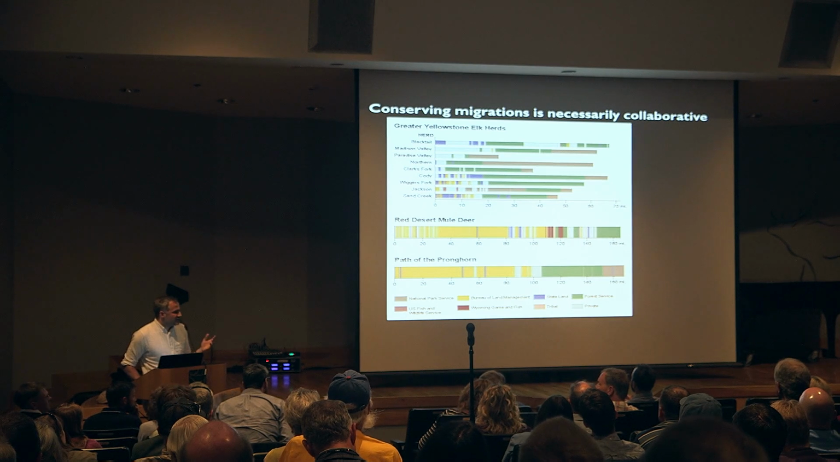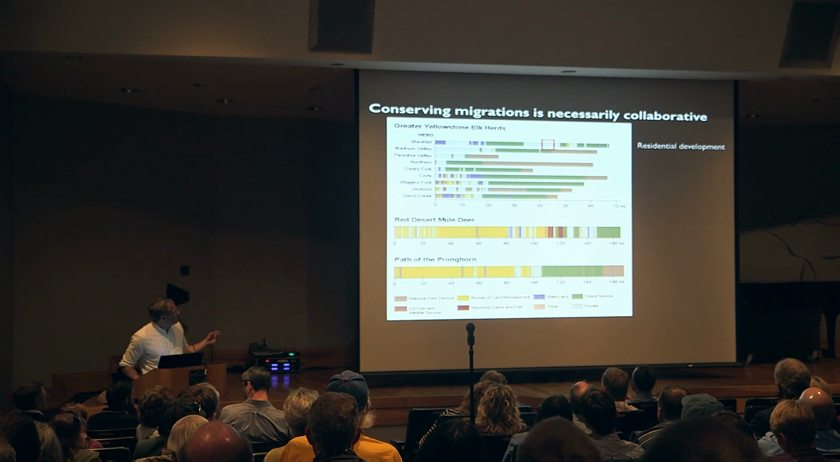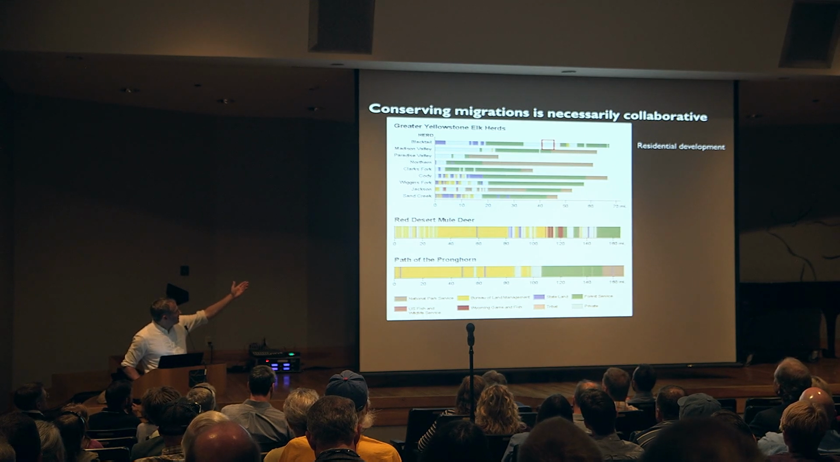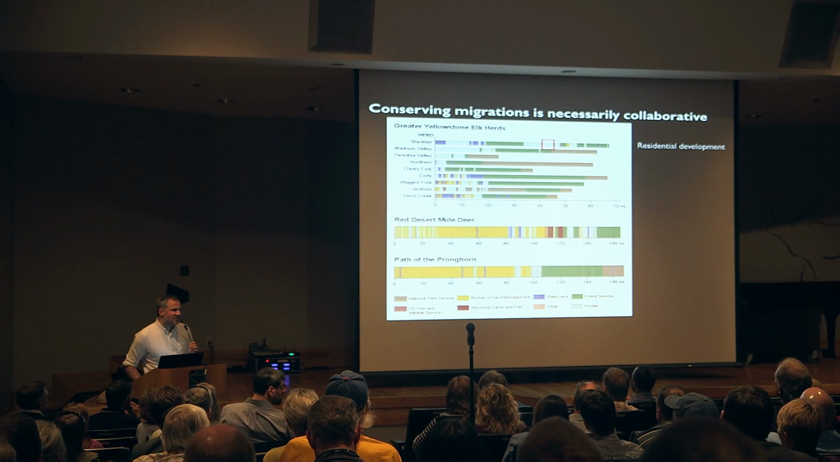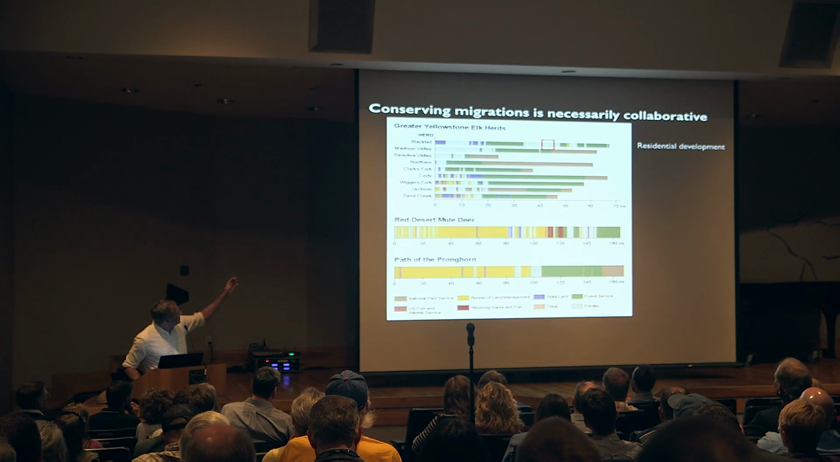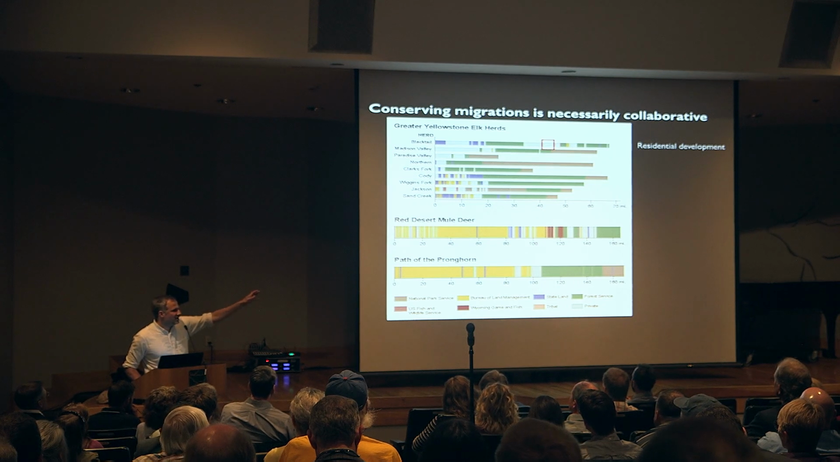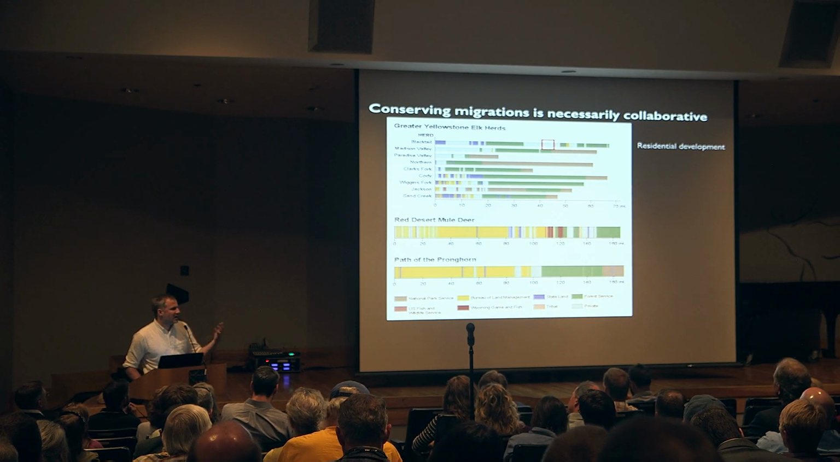Conserving these migrations is obviously necessarily collaborative. I guess the question I would pose is, when there's a development or a subdivision on this piece of private land on an elk migration, is it only the immediate local groups that should be trying to address that problem, or is there an interest of everybody who lives and works and manages land and wildlife along that migration to be involved? There are big challenges there, but how can that happen?